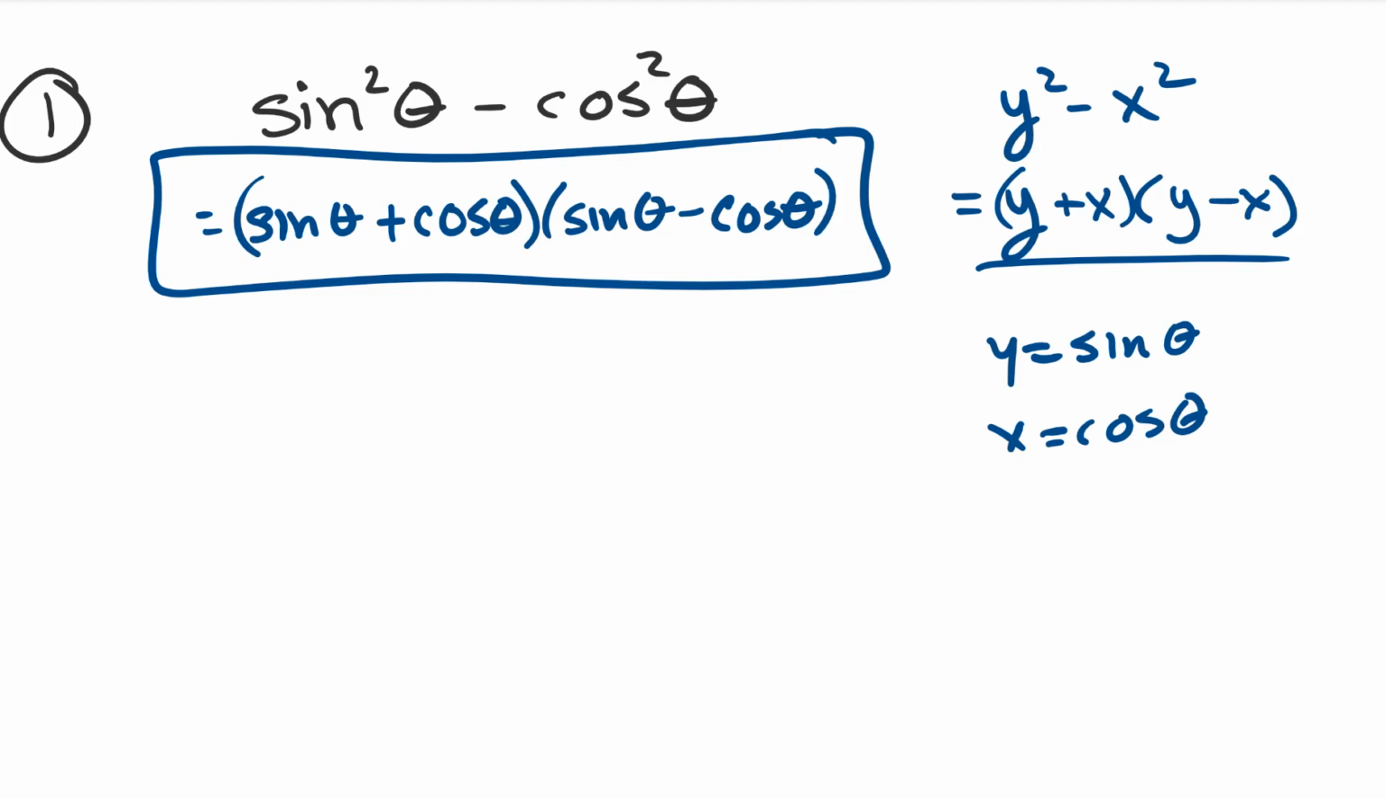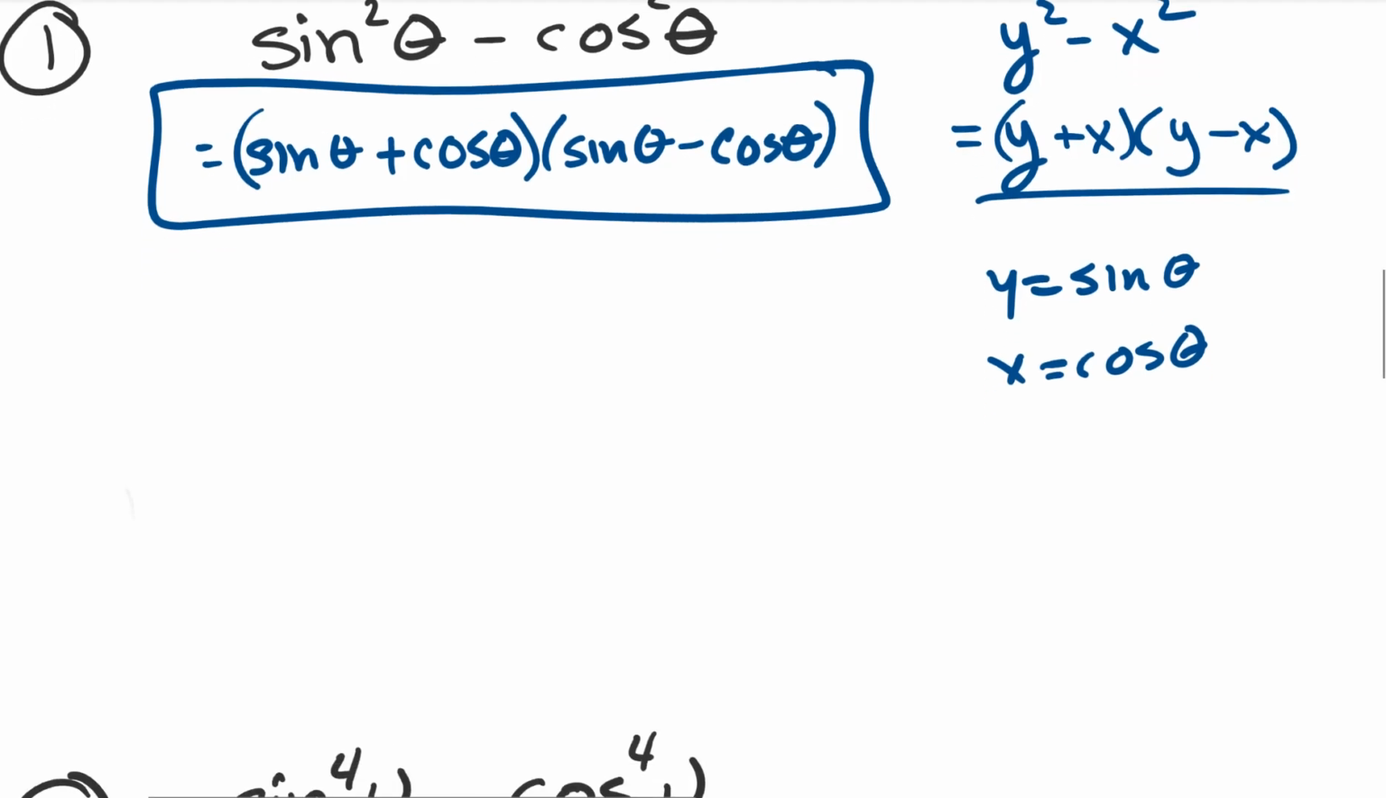We'd simplify if something could be simplified, but there's nothing to be simplified there. That's good. If we set that equal to 0, we could solve stuff.